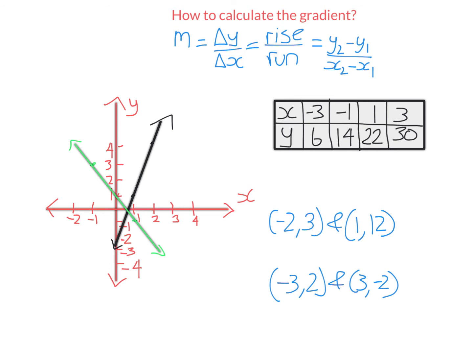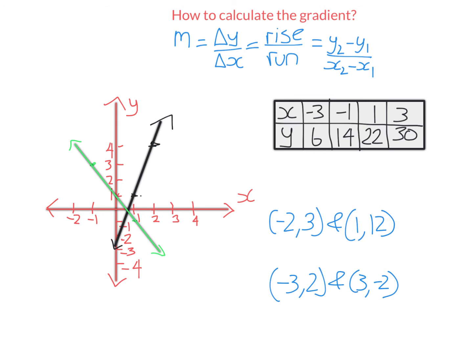So I'm going to start by calculating the gradient of the black line. Now, to calculate the gradient of any line, you need to have 2 points that are clearly visible. I'm going to choose these two because I can clearly see the coordinates. This is the point (1, 1). This is the point (2, 4).